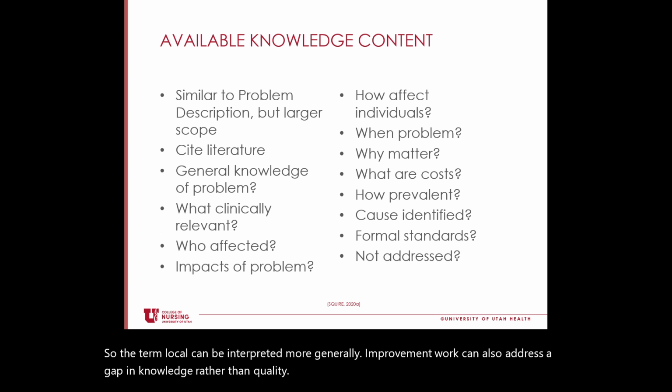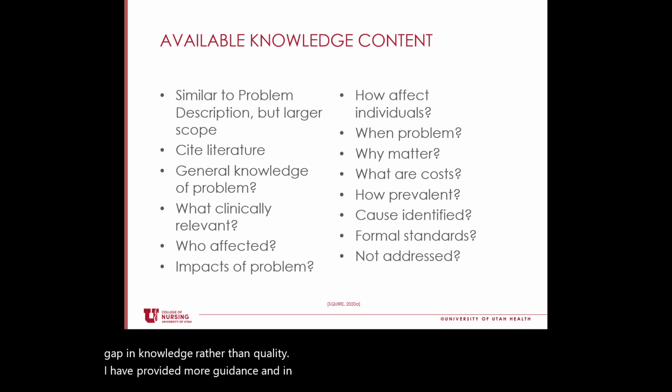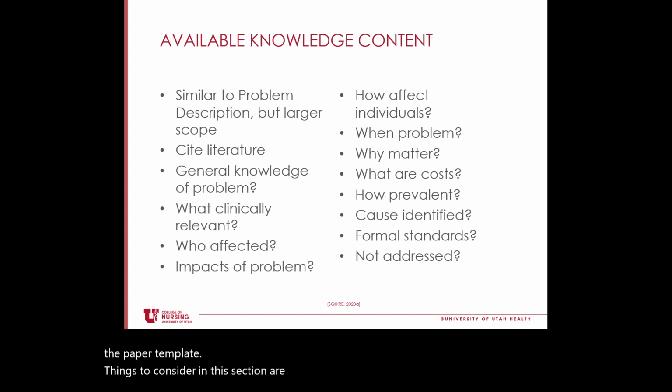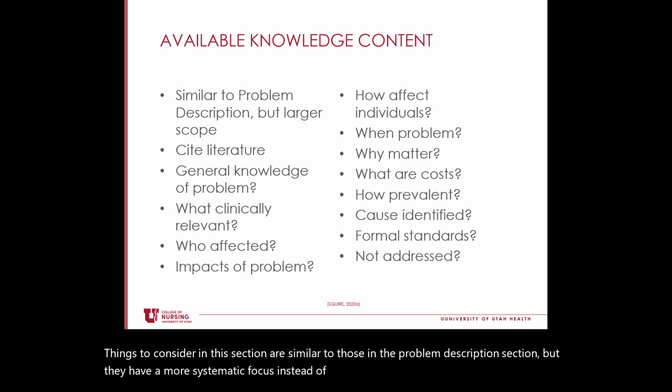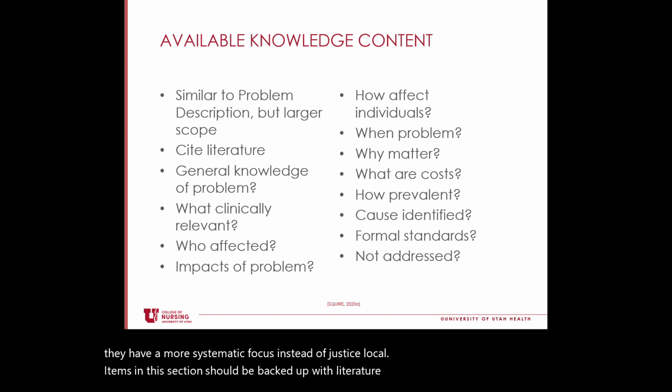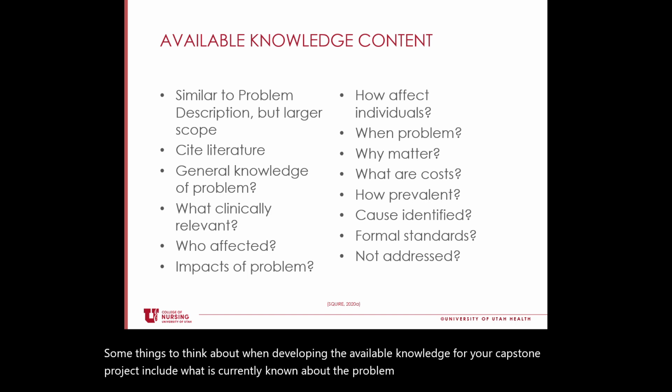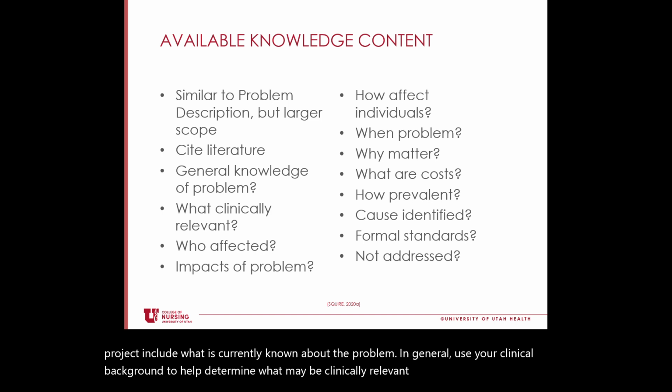I have provided more guidance in the instructions for the available knowledge section of the paper template. Things to consider in this section are similar to those in the problem description section, but they have a more systematic focus instead of just local. Items in this section should be backed up with literature citations. Some things to think about when developing the available knowledge for your capstone project include what is currently known about the problem in general. Use your clinical background to help determine what may be clinically relevant in this situation.